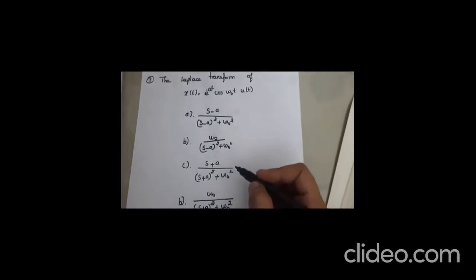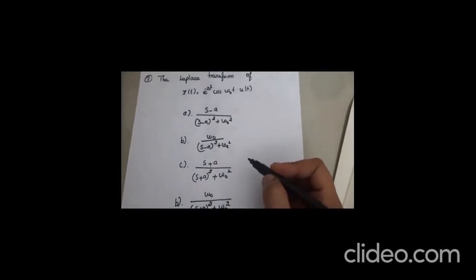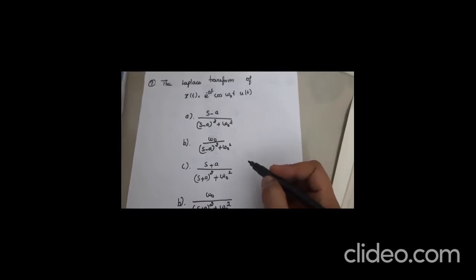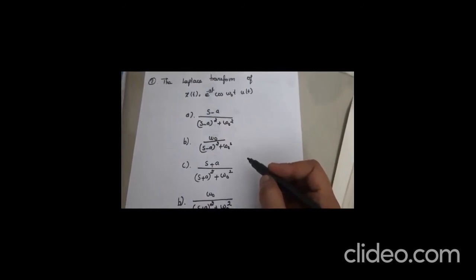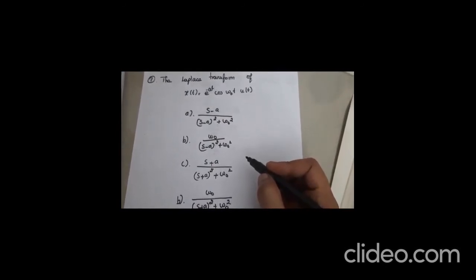So here the Laplace transform of this signal, e to the power minus at cos omega naught t into u of t, is s plus a divided by s plus a the whole square plus omega naught square. So this is s plus a divided by s plus a the whole square, because e power minus at means we have to put plus sign. So s plus a divided by s plus a the whole square plus omega naught square. So here the answer is C.